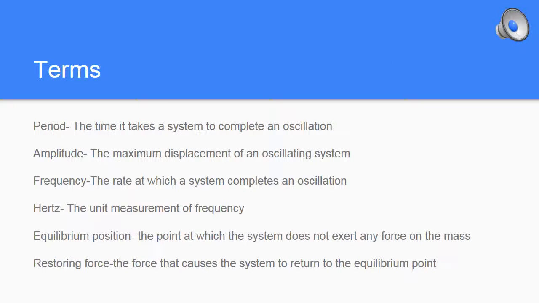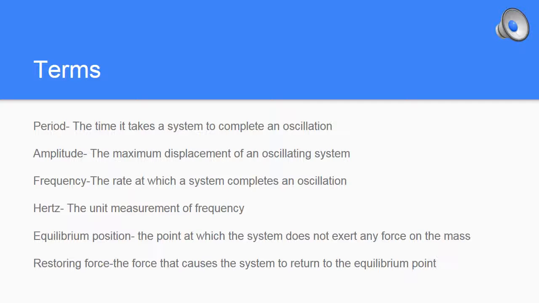Now let's go through some important terms to know when dealing with simple harmonic motion. The period is the time it takes the system to complete one complete oscillation, and this is in seconds. A period is denoted by a T, usually. The amplitude is the maximum displacement of an oscillating system and is usually denoted by an A or an X. The frequency is the rate at which a system completes an oscillation and is usually denoted by a lowercase f, and its units are usually in hertz or oscillations per second.